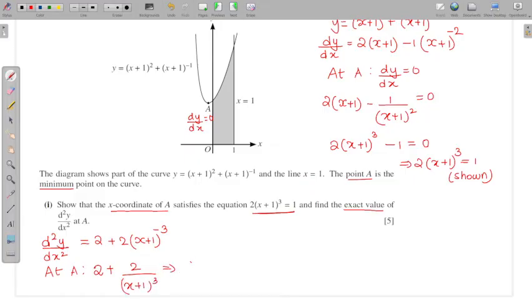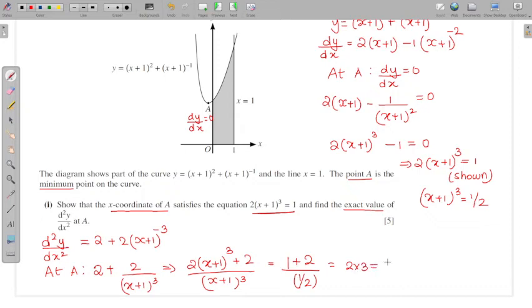So if we simplify this, it will be 2 (x plus 1) whole cube plus 2 by (x plus 1) whole cube. We have already found out that the value of 2x plus 1 whole cube is equal to 1. So this will be equal to 1 plus 2, and (x plus 1) whole cube, if you make this the subject, is equal to half, so we can put half out here. That is basically 2 into 3, and that is 6. So this is our exact value of the second derivative at point A.